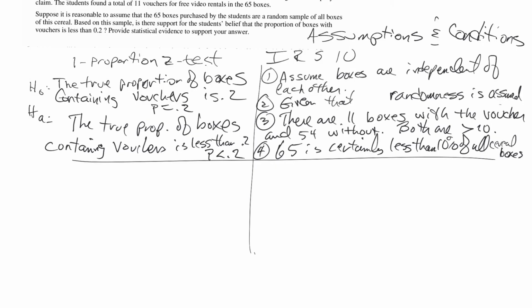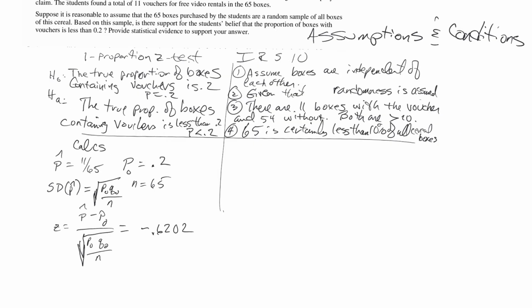So I'm going to have you pause the video and write down everything you know in the lower left corner for calculations. We're going to calculate our test statistic and p-value. You'll see that I've got the calculations here: p hat is 11 out of 65, and our p naught is 0.2. Our standard deviation of p hat is the square root of p naught q naught over n.